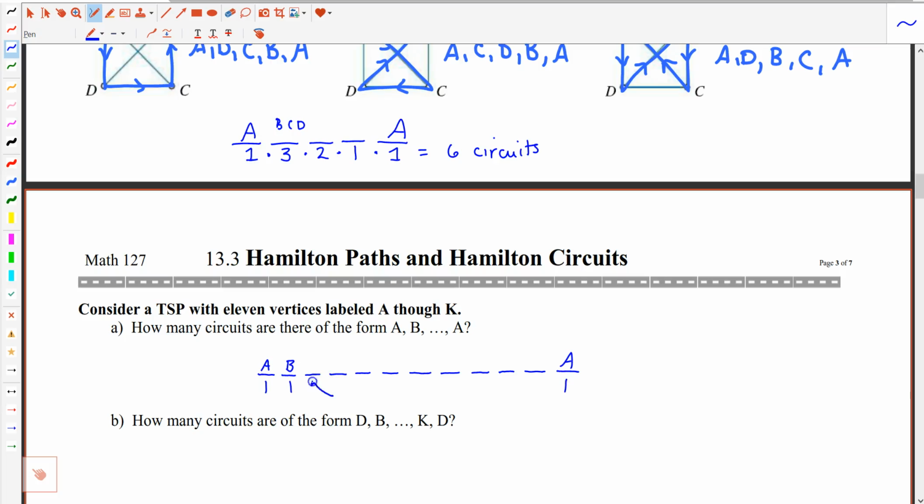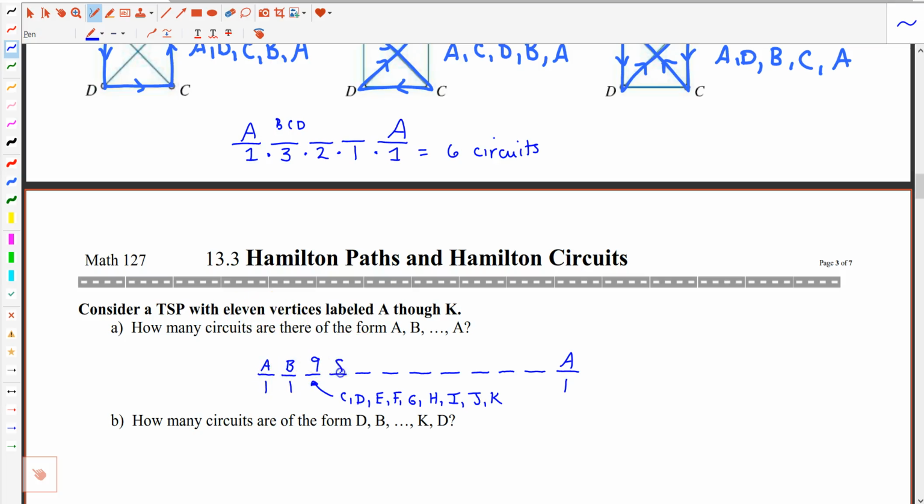So at this point, for this next vertex, what do you have left here? Well, you would have C, D, E, F, G, H, I, J, or K as your next possibilities, because you can't go to A and you've already gone to B. So how many options do I have right here? 1, 2, 3, 4, 5, 6, 7, 8, 9. Or you can say, since you have 11 vertices total, you've used up 2 of them already, you would have 9 left. So you would have to make a choice there.